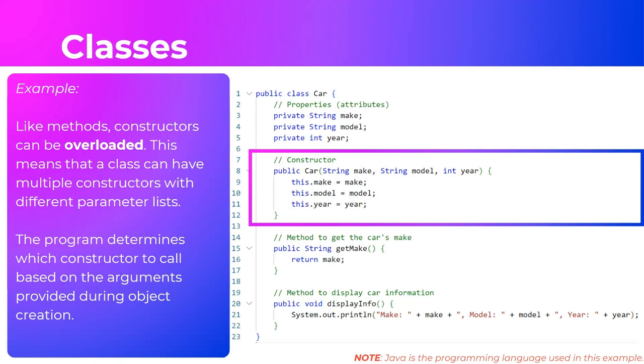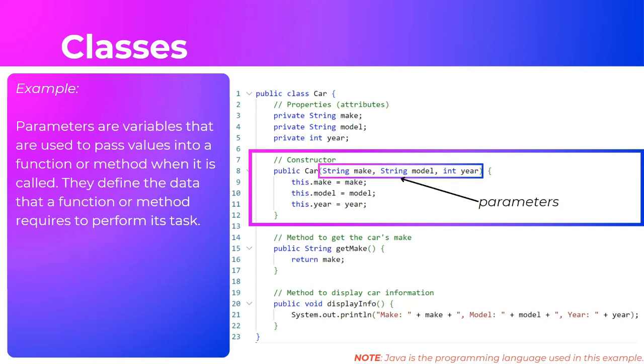With that, our program, once we create the instance of our class, will determine based on the number of arguments being passed once we are creating our object. Parameters in this example are variables that are used to pass values into a function or method when it is called. They define the data that a function or method requires to perform its task. In our example, we have here 3 parameters. 2 of them are string and 1 is an integer. That fits our attributes, which are 2 strings as well, and then 1 integer.